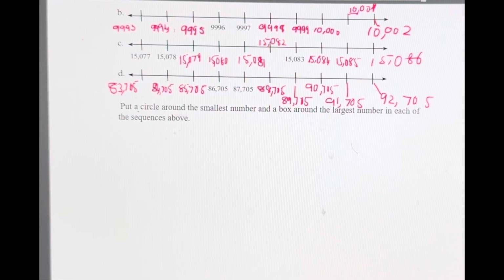So there is a question at the end. Put a circle around the smallest number and a box around the largest number in each of the following sequences. If you observe, they are all in increasing order, right? So naturally the first number will be the smallest. So just make a circle around it. I'll show you one. You can do the remaining. And the last number would be the largest of them. So you can make a box around it or a square around it, right?